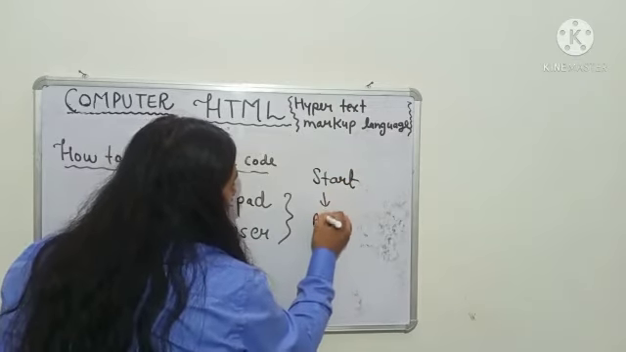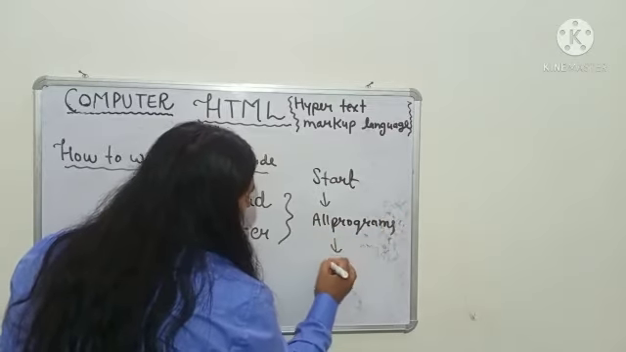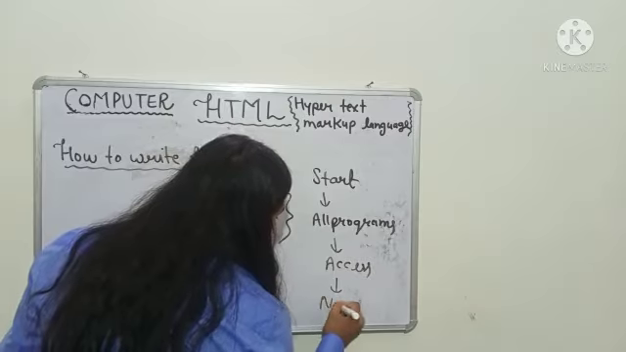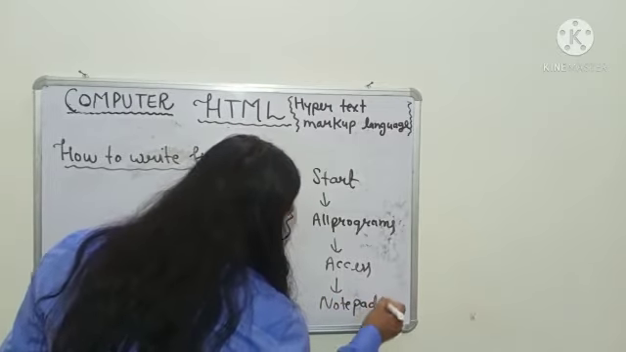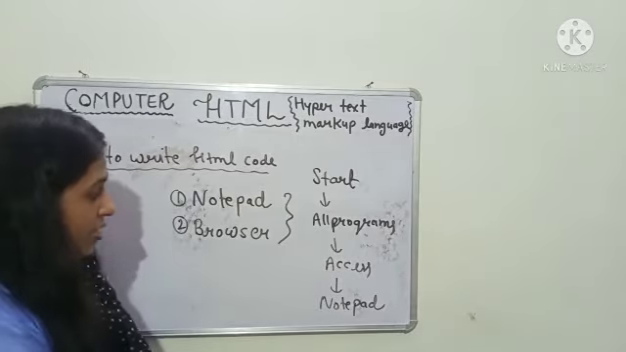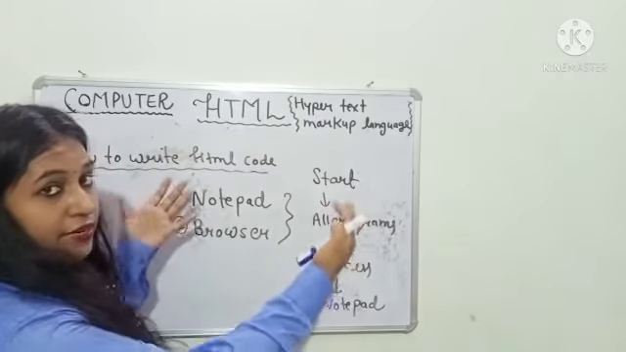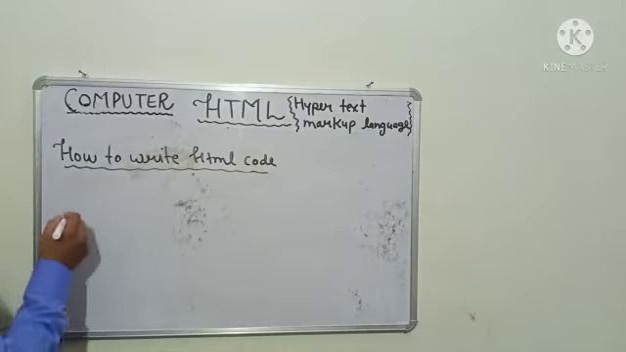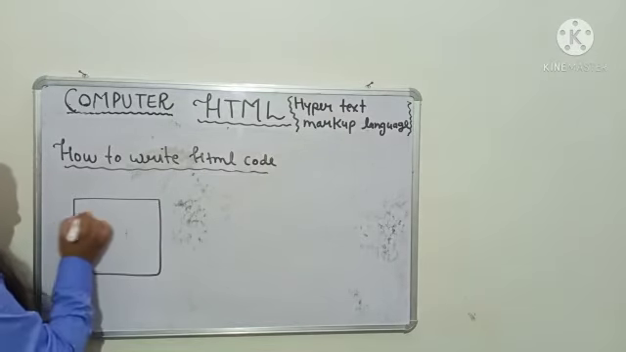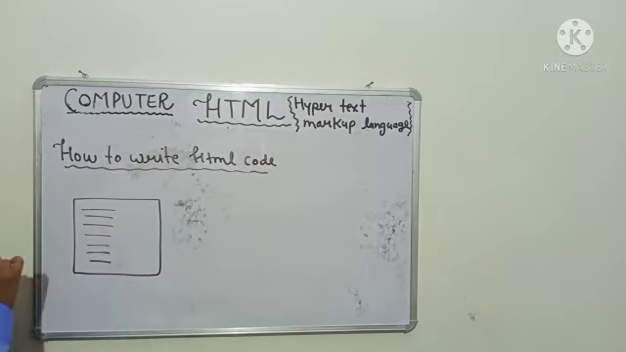And then all programs. If you don't know, all programs, and then accessories, and then Notepad, right? So these are the basic steps to open Notepad in your computer. And whenever you click on Notepad, you will see the Notepad window appear in front of you. Suppose this is a Notepad window, and I have written HTML code here.